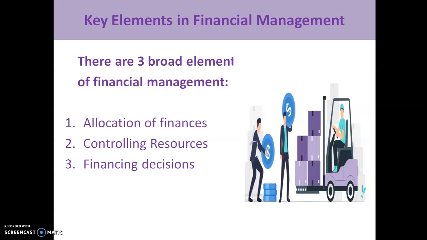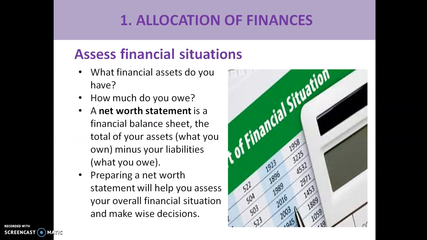Resource allocation refers to the distribution of resources, and in particular finance, from the center to peripheral levels. So here, before you start allocating the resources, you need to know the key elements in financial management. Actually, there are 3. The first one is allocation of finances, controlling resources, and financing decisions. Allocation of resources is one of the most important tasks that a new business owner must think of.